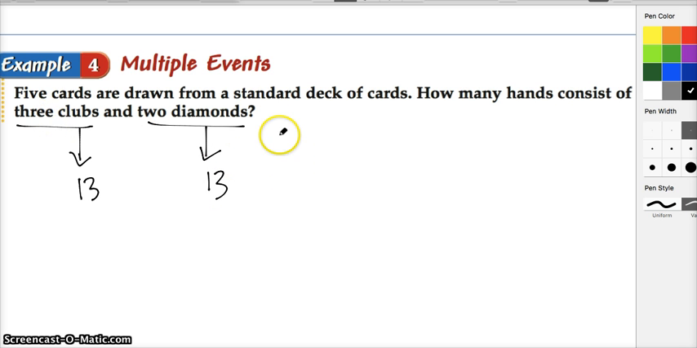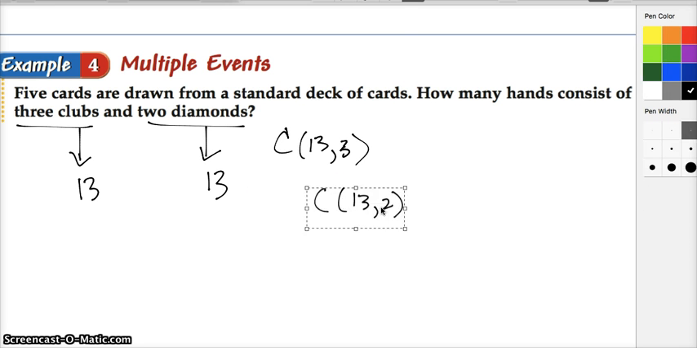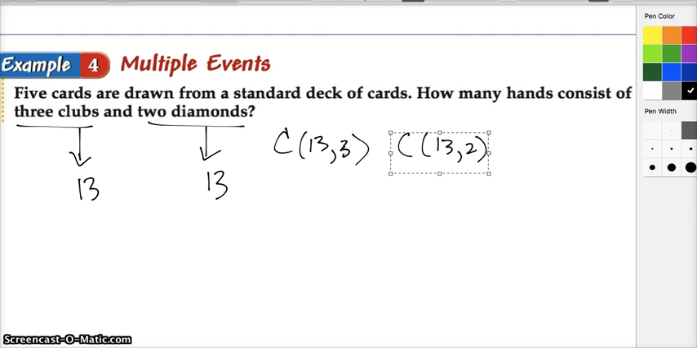And so now what we need to do is consider how many different ways we can choose these 3 clubs and how many different ways we can choose these 2 diamonds. And so that would be this situation for the clubs, and then this situation for the diamonds. But the thing here is we want to know all the possible ways that can happen. So we're going to actually end up multiplying those together. So it won't be just 13 choose 3 and 13 choose 2. It'll be 13 choose 3 times 13 choose 2. All right, let's get started.